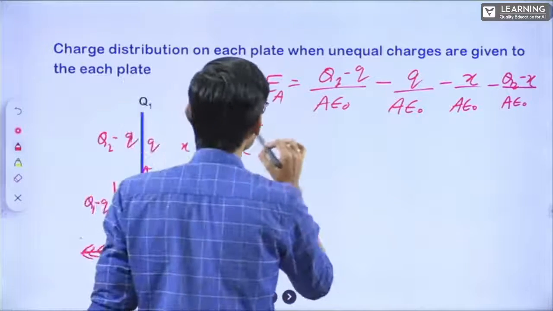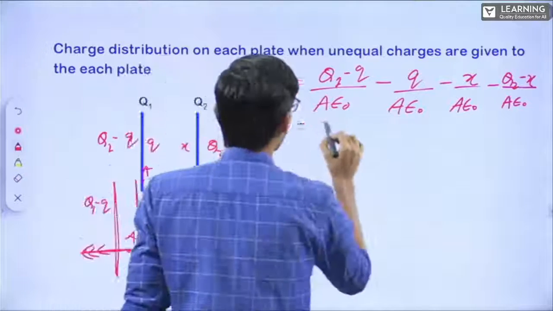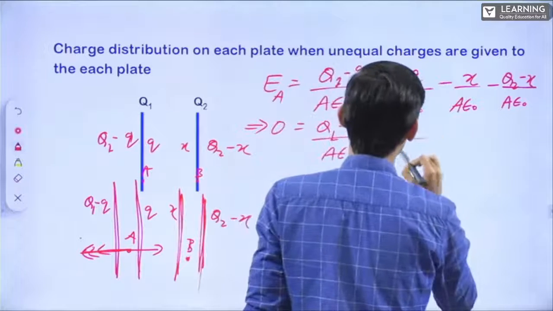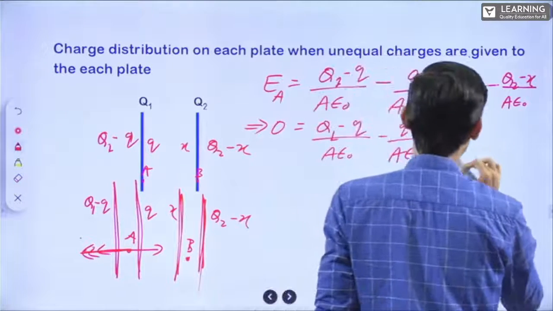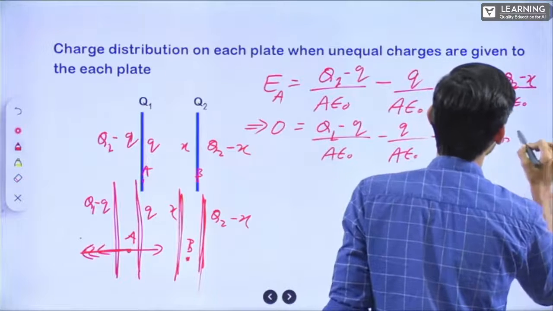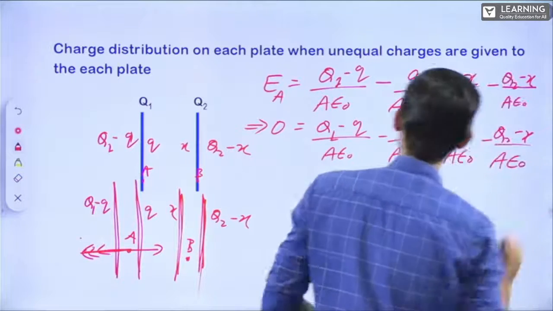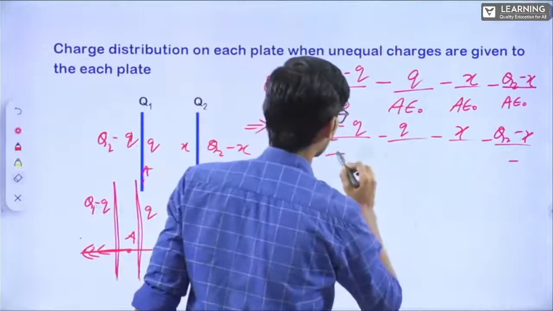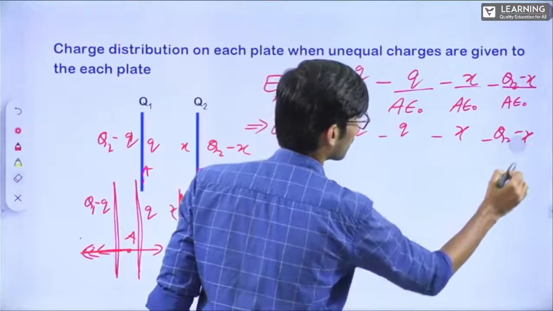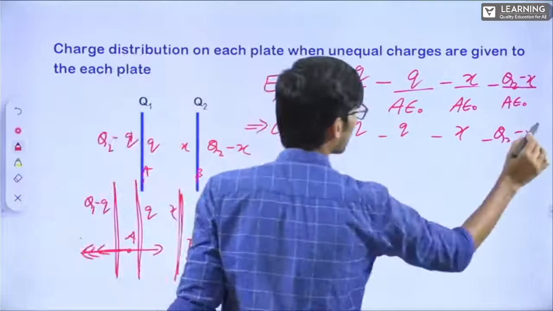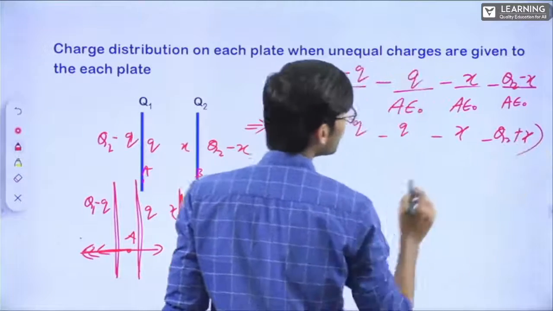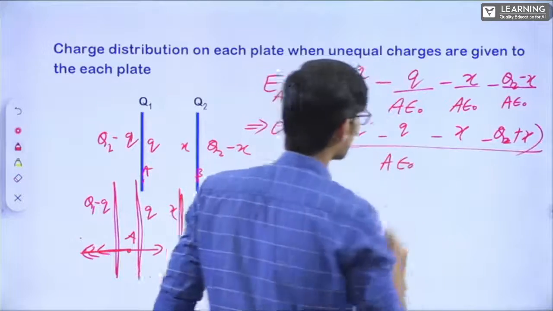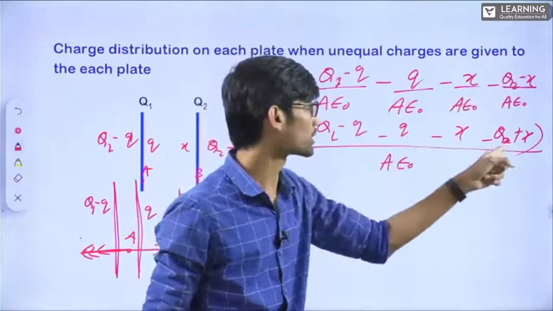Now, this EA is equal to 0. Q1 minus Q upon A epsilon naught, minus Q upon A epsilon naught, minus X upon A epsilon naught, minus Q2 minus X upon A epsilon naught. A epsilon naught is common. So if I write it like this, this minus, if I open this, it will be Q2 plus X, correct? This will be same upon A epsilon naught. This minus I have taken inside, minus Q2 plus X. That's what I have written.